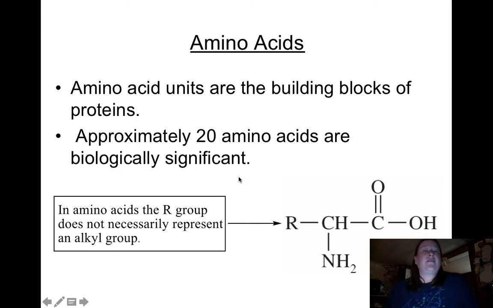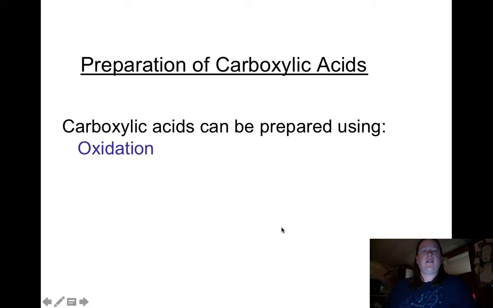It says approximately 20 are biologically significant. I don't know what that means. I grew up learning that there are 22, so I'm not really sure on the actual number. I know that in the kits that we use, in which we're going to learn more about amino acids, I'm pretty sure there are 20. This R group does not necessarily represent an alkyl group. We'll learn that there are lots of different variations of what this can actually be.